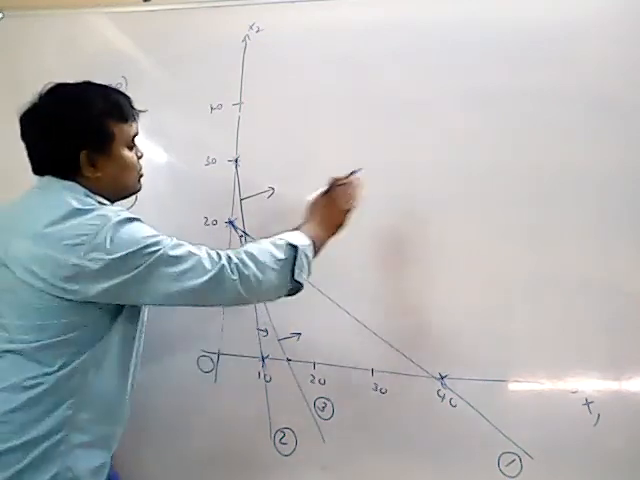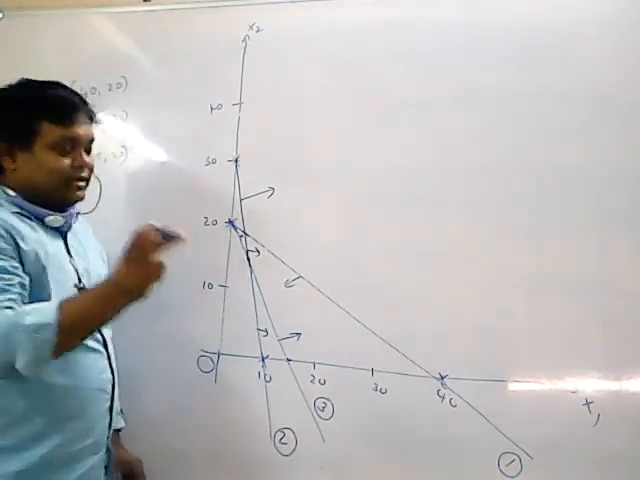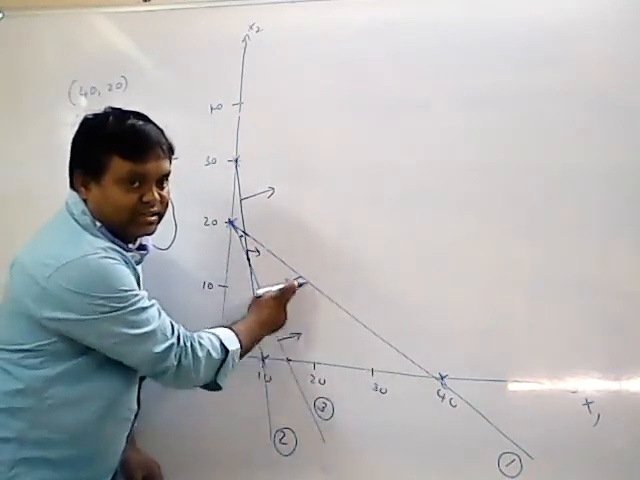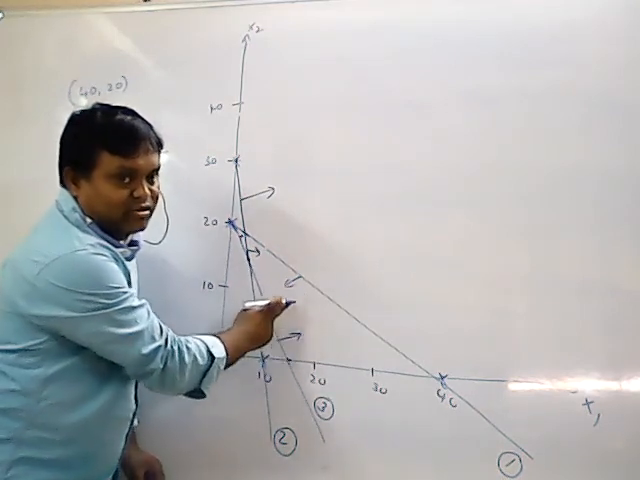Second one is greater than or equal to, shade like this. Third one is also greater than or equal to, shade like this. You will identify only this part, where you can see all three colors. So this is called the feasible region. All three lines are there, so this is called the feasible region.